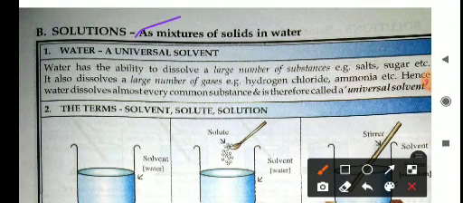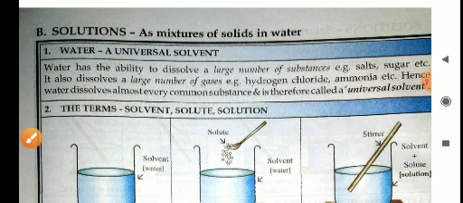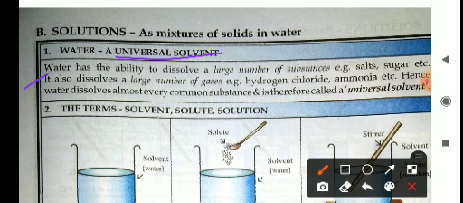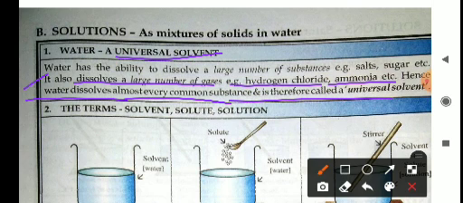Solutions: a mixture of solids in water is called a solution. So water is a universal solvent. Water is called a universal solvent because it has the ability to dissolve a large number of substances, for example salt, sugar, etc. Due to its ability to dissolve most substances, it is called a universal solvent. It also dissolves a large number of gases, for example hydrogen chloride, ammonia, etc. Hence water dissolves almost every common substance, and it is therefore called the universal solvent.